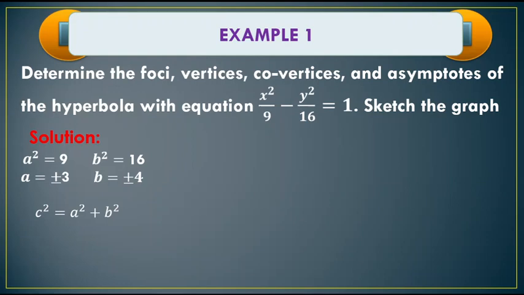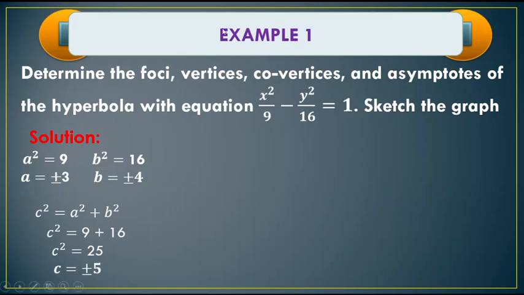Next, we have c squared is equal to a squared plus b squared to find for our c. Then substitute lang natin yung value ni a squared and b squared, so that the answer is c squared is equal to 9 plus 16. So c squared is equal to 25. So, square root both sides to find for the value of c, we have positive and negative 5.